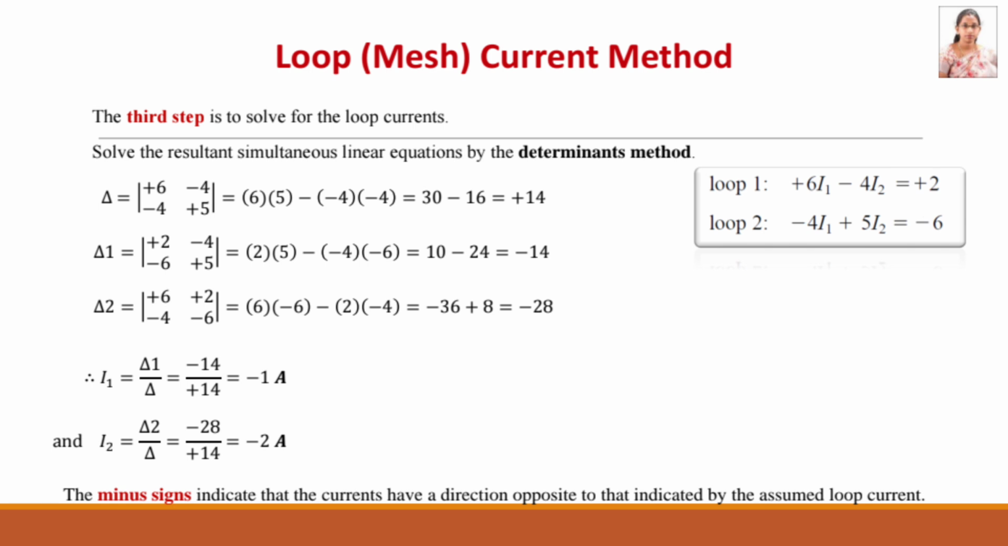the coefficients of I1 and I2: 6, minus 4, minus 4, 5. So 6 into 5 minus minus 4 into minus 4 gives 14. Next we have to find del 1 and del 2. For del 1 we replace the first column of the determinant with 2 and minus 6, the right hand side values. And for del 2 we replace the second column with the right hand side values.